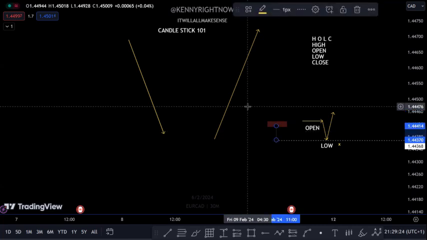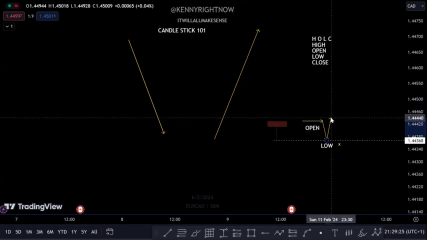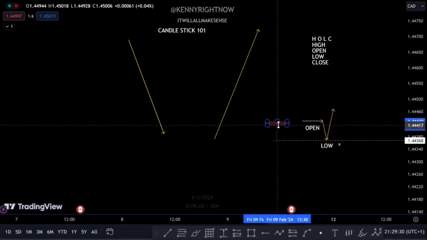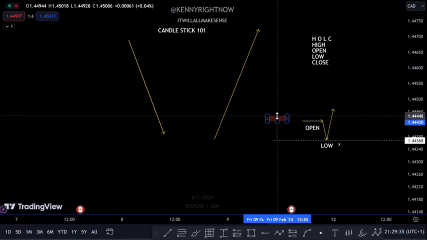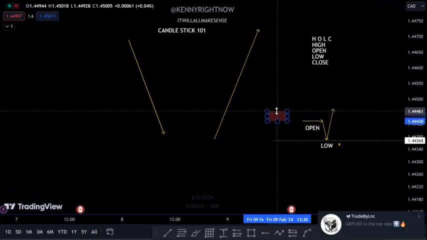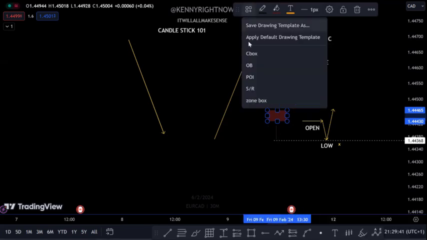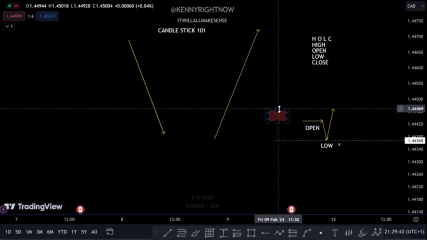Okay? Now, you can see that price is finally above the open. So from the open, price is finally above it, to this point. And at that area, we can now finally have a green candle.